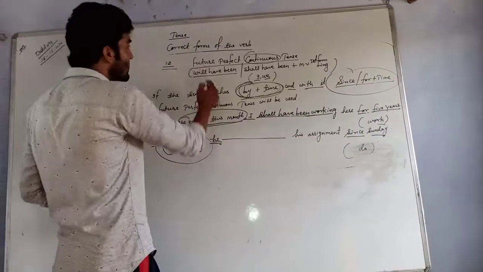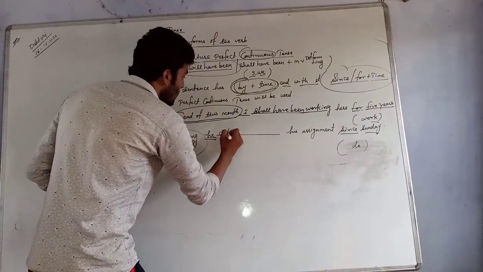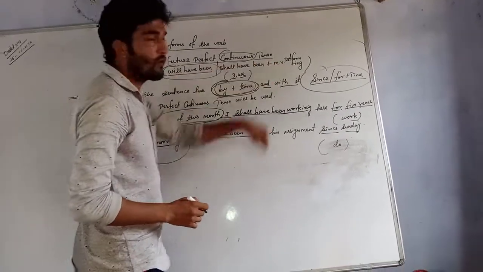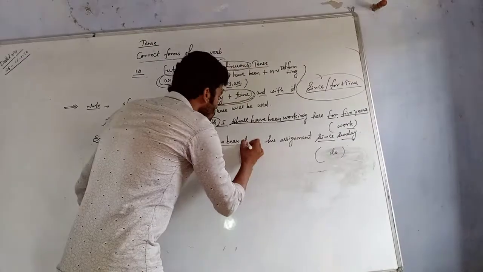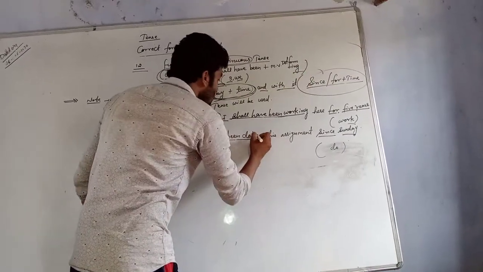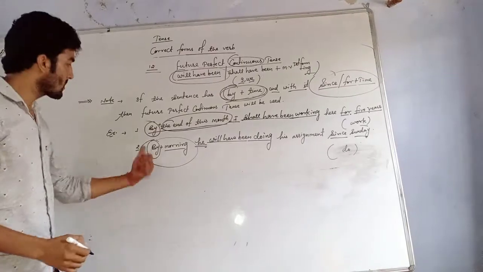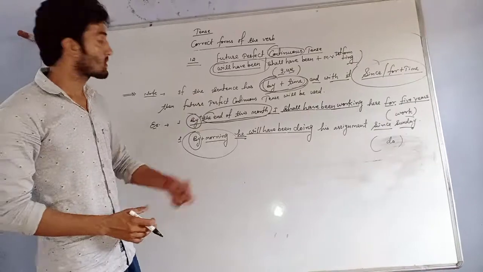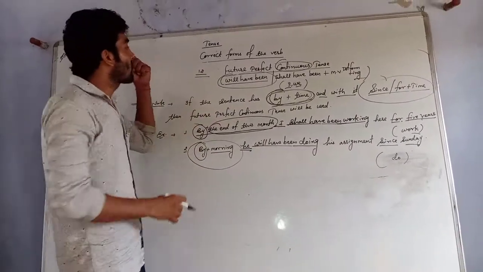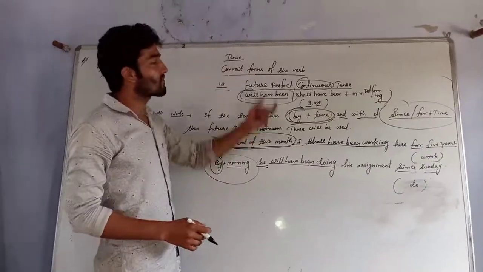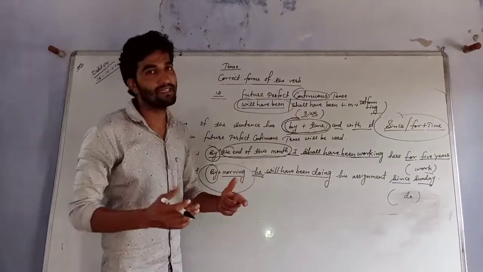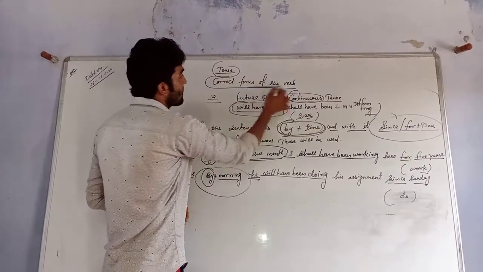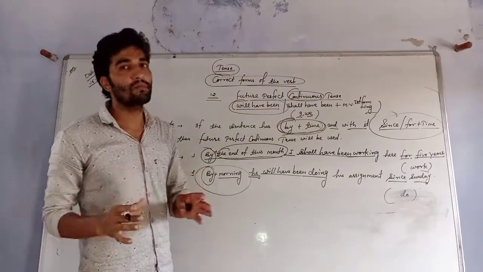According to the subject, the subject is he. Then we will take the helping verb will have been, plus the first form of the verb. The verb is do, and with it ing will be used. So, by morning he will have been doing his assignment since Sunday. So this is your 12th part, or the last part of correct forms of the verb, the future perfect continuous tense. So now your first chapter of grammar, correct forms of the verb, is completed.